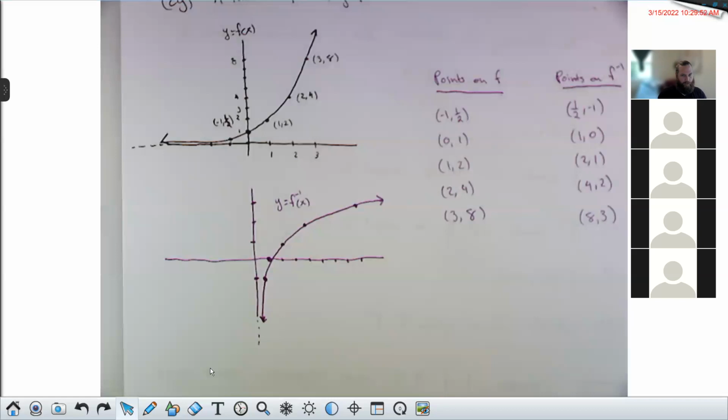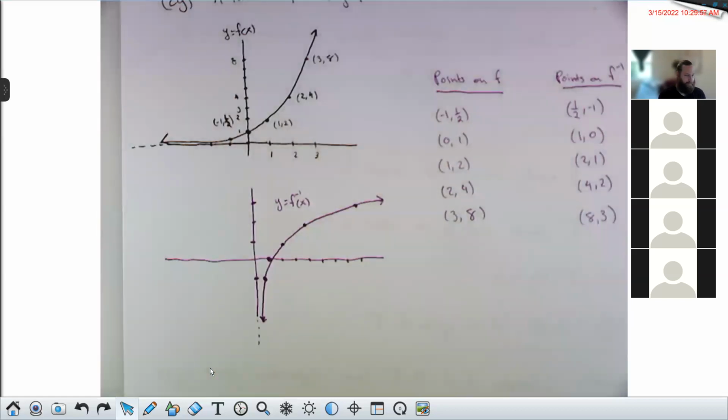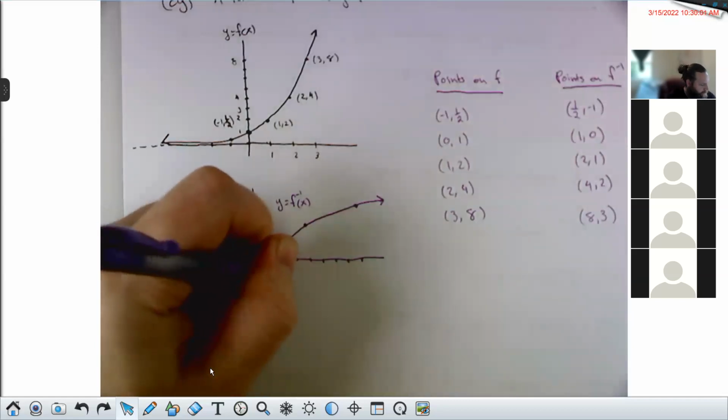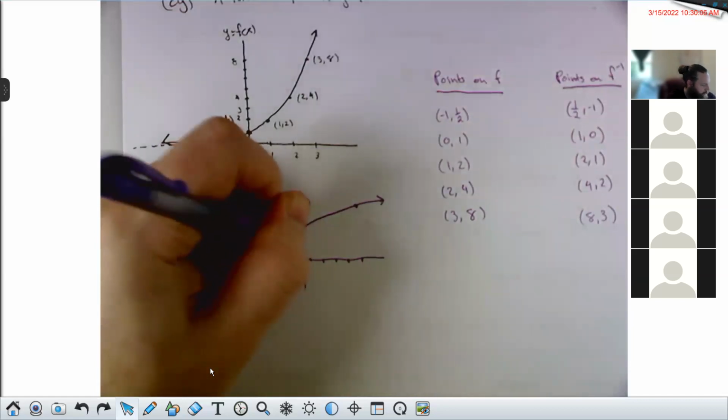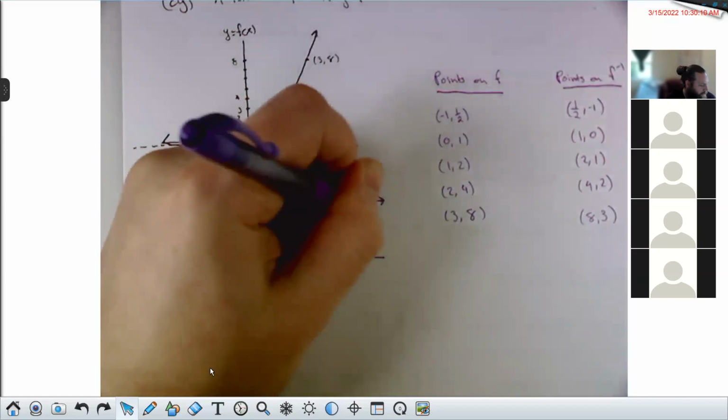I'll show you what I mean in Desmos, because it's a little bit hard to transpose these because I've used different scales. I should label these points too, right? This was (1/2, -1), this guy was (2, 1), this guy was (4, 2), and this guy was (8, 3).